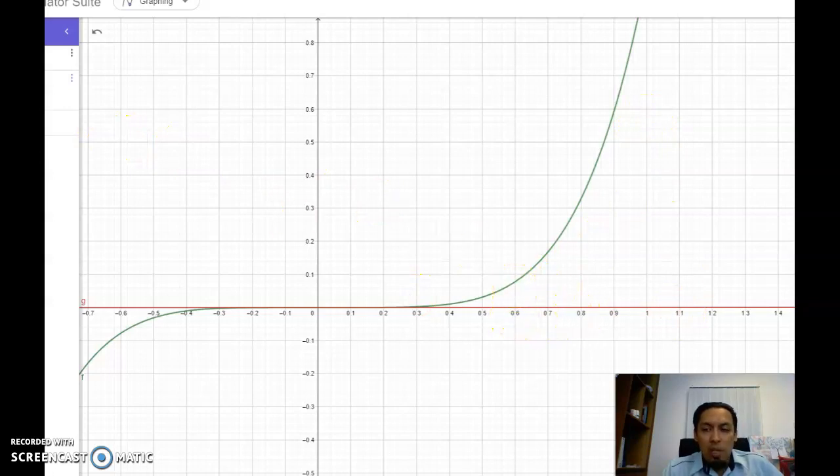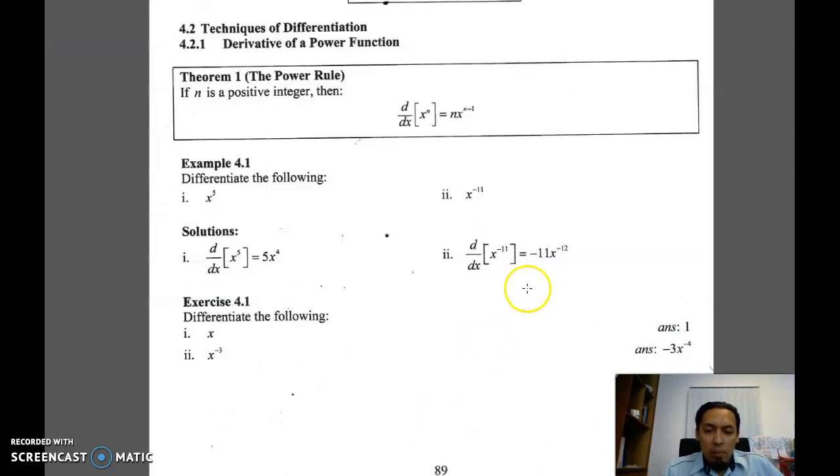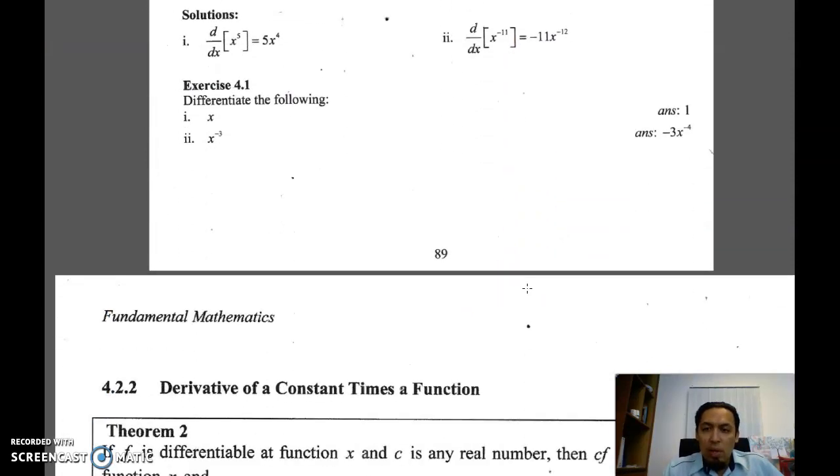For example, 0.6, you're going to see that there's a line touching 0.6 just to measure the slope at 0.6, right? See, so this is called a tangent line, and we're going to learn about it later. Okay, so let's look at our next example. Maybe let's look at the exercise.